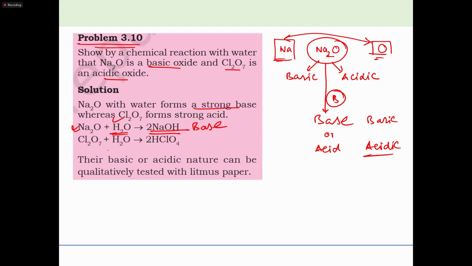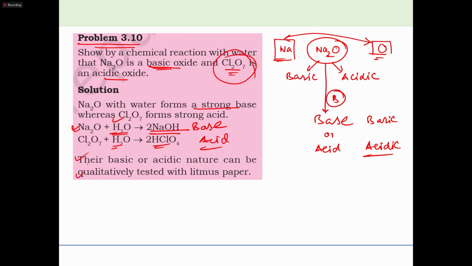That's why we can say this oxide is a basic oxide. But for Cl2O7, when it is reacting with water, it forms HClO4. So this is actually an acid. Sorry, this is not hydrochloric acid, this is perchloric acid. So this is the acid. That's why this oxide is acidic.